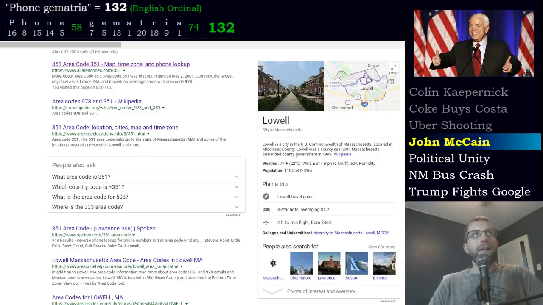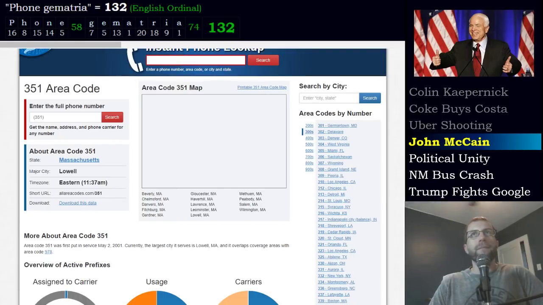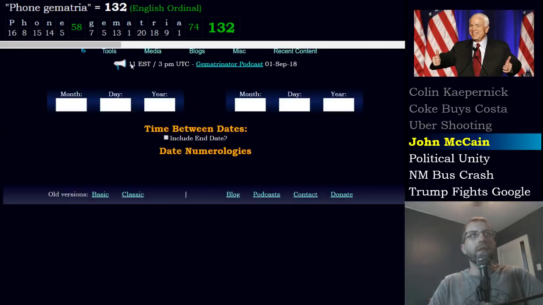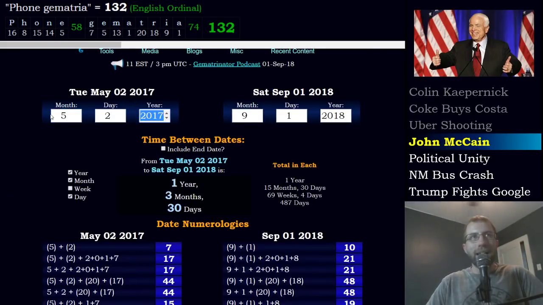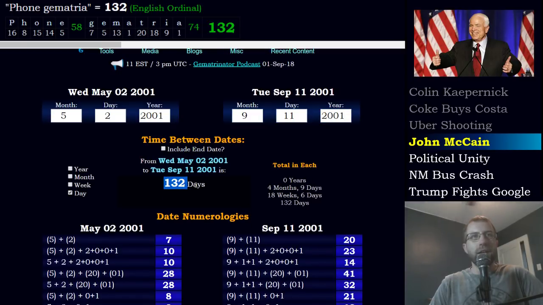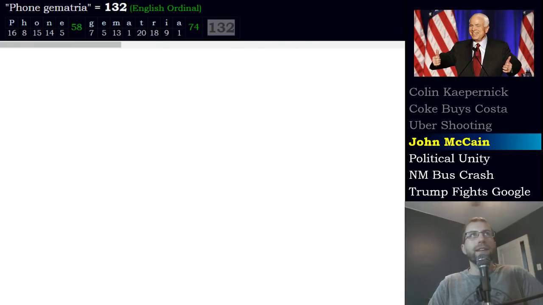And this was on the date May 2nd. So if you run the date calculations on this, measuring from May 2nd, 2001 to 9/11, 2001 was exactly 132 days, just like the value of phone gematria. So Lowell, Massachusetts gets an area code on the date May 2nd.